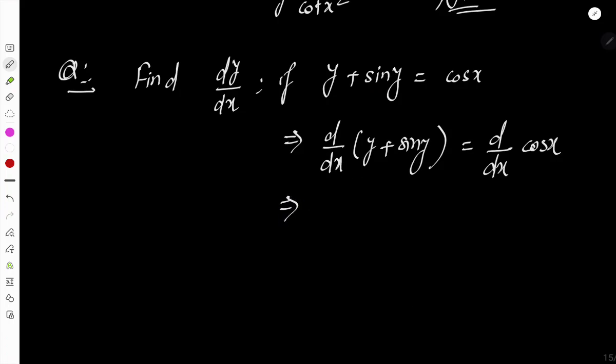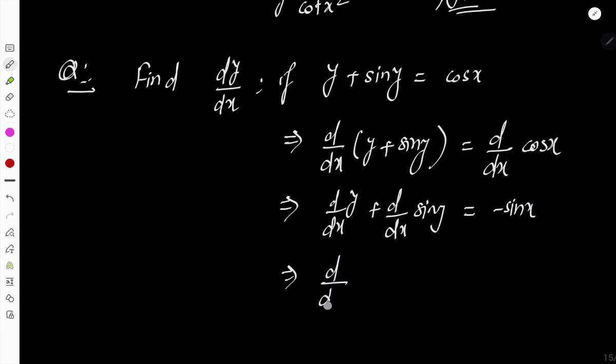So it is derivative of the first function, that means d by dx of y, that is dy by dx, plus d by dx of sin y is equal to d by dx of cos x, you know that, minus sin x. So from here we get dy by dx.